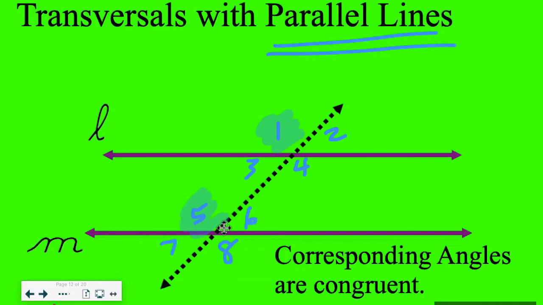So what other angles correspond? Well, what corresponds with angle 2? Same side of the transversal, same side of the line, right? To the right of the transversal and above the line would be angle 6. And the same thing, if you look at that measurement of angle 2, it would be congruent with the angle measurement for angle 6. True for all corresponding angles.